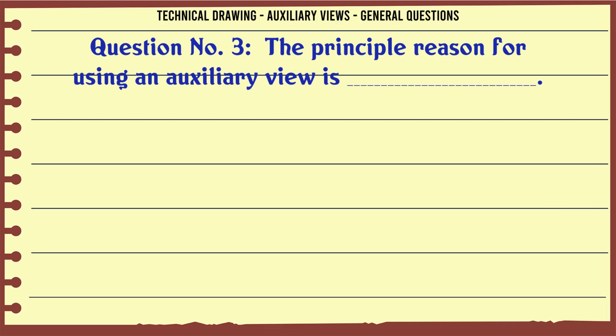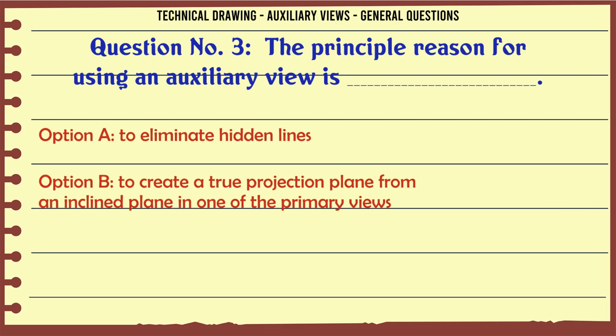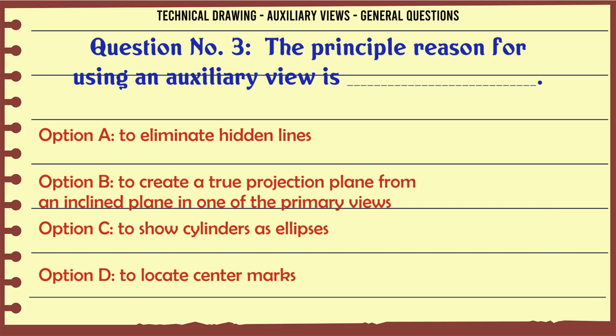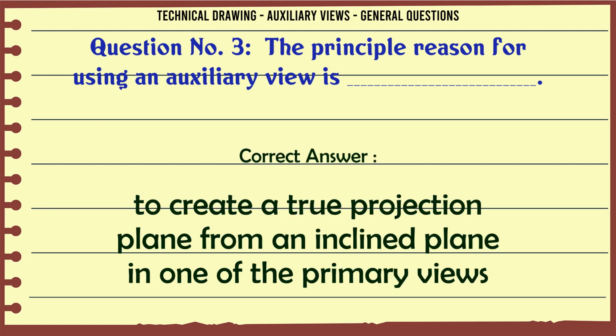The principal reason for using an auxiliary view is A. To eliminate hidden lines. B. To create a true projection plane from an inclined plane in one of the primary views. C. To show cylinders as ellipses. D. To locate center marks. The correct answer is to create a true projection plane from an inclined plane in one of the primary views.